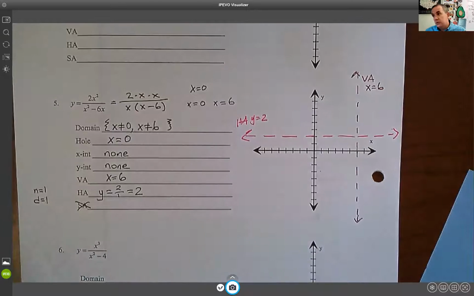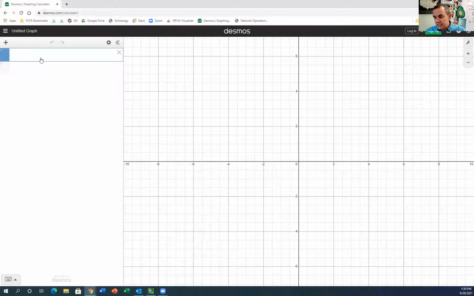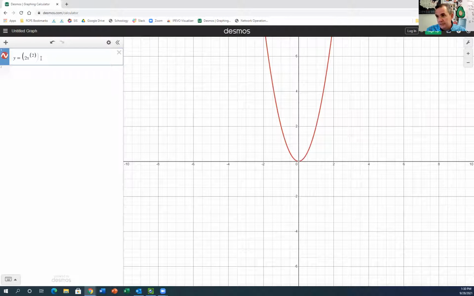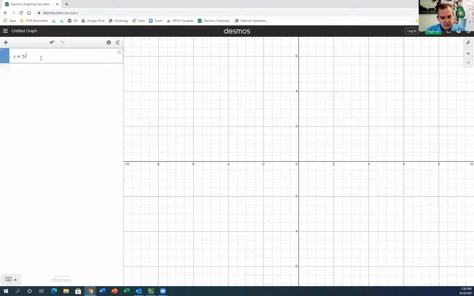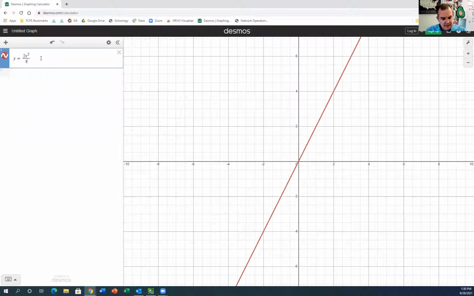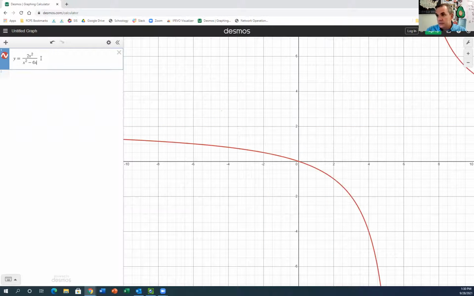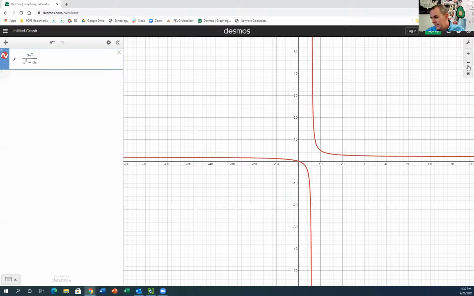And now I'm going to use my calculator to actually graph this thing. So I'll jump over to Desmos, and I'm going to type in this expression: y equals 2x squared divided by x squared minus 6x. And I need to zoom out a little bit so I can actually see this. And now I can copy this curve over, roughly dealing with this picture.